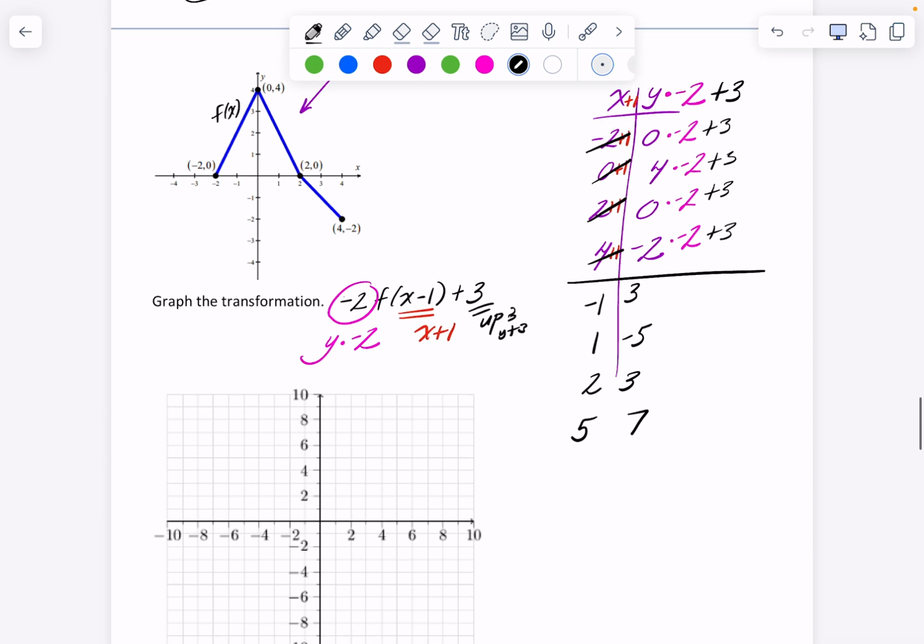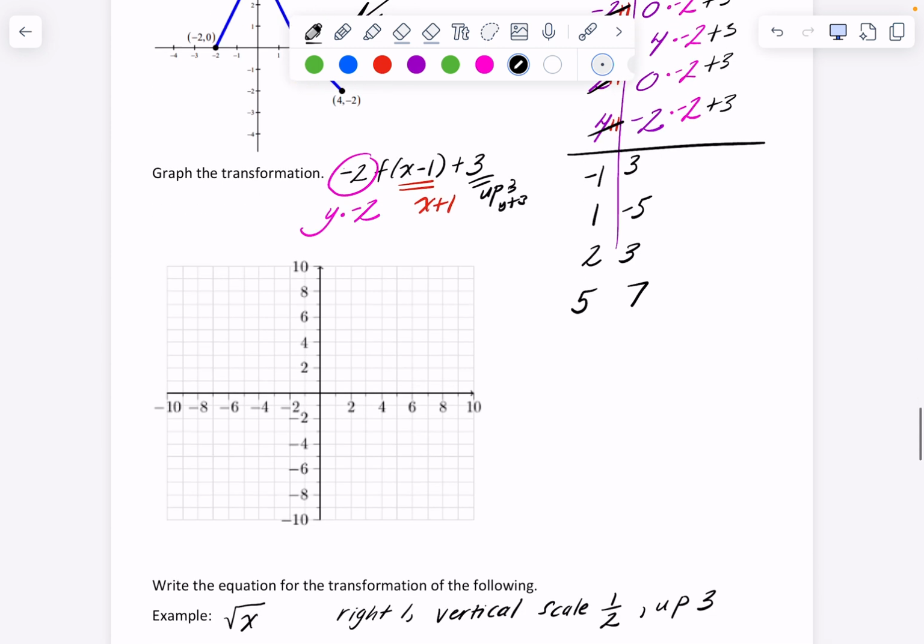You're going to know, it always kills me when someone on the test then has like a circle drawn. I'm like, it should look the same exact shape, just moved around. So you should have known something went wrong. You messed up somewhere. So negative 1 up 1, 2, 3. Over 1 down 1, 2, 3, 4, 5. Over 2 up 1, 2, 3. Over 5 up 7. Connect them in order.